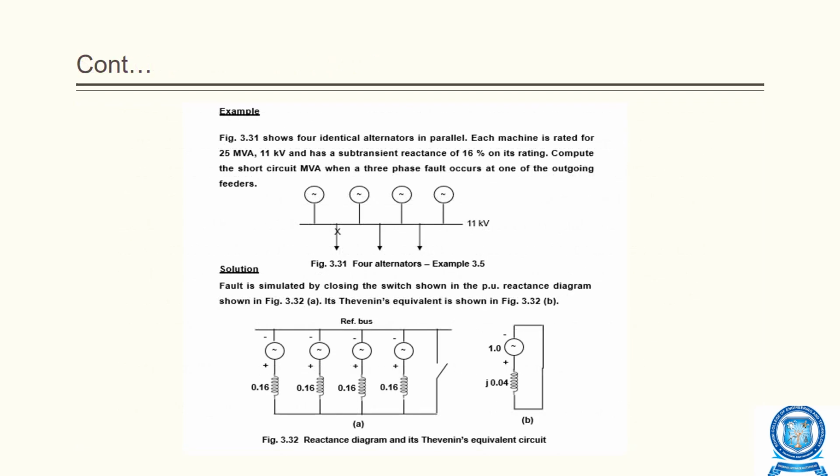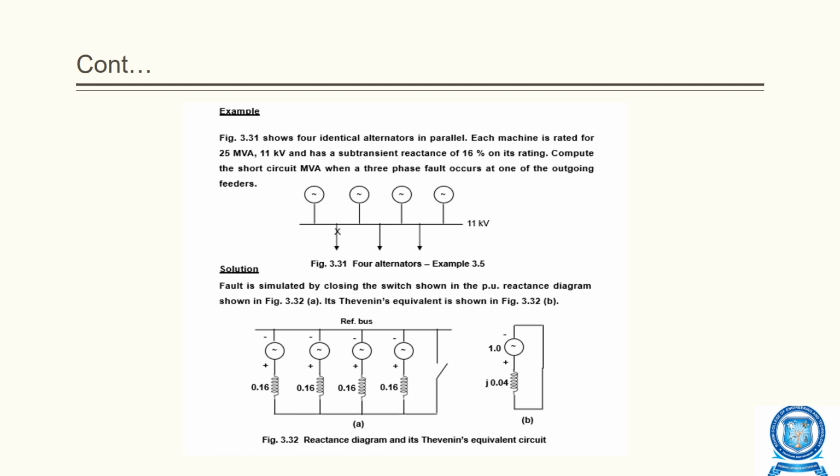For example, let us consider this system. The figure shows four identical alternators in parallel. Each machine is rated for 25 MVA, 11 kV, and has a subtransient reactance of 16% on its rating. Compute the short circuit MVA when a three-phase fault occurs at one of the outgoing feeders.